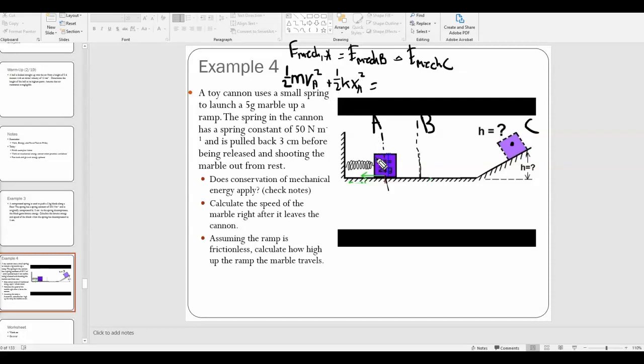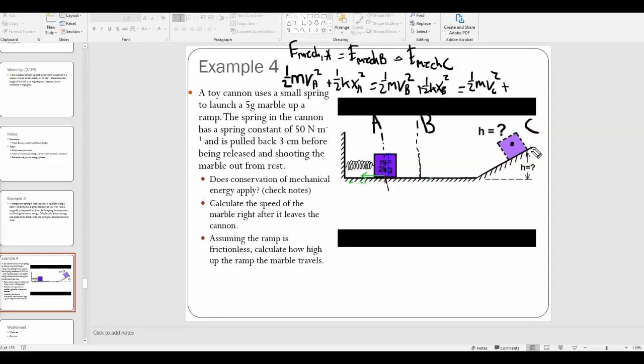Now point B is when it's going to leave the cannon, that is when the spring is back at equilibrium. So I'm going to write 1/2 mvB squared plus 1/2 kxB squared. But xB is going to be 0 because at this point it's back at equilibrium and it's going to leave the toy cannon. Now, what about at C? Well, the mechanical energy at C would be 1/2 mvC squared plus the potential energy at C, but there's no more spring involved now. Based off the context of the problem, the only type of potential energy I have is gravitational potential energy.